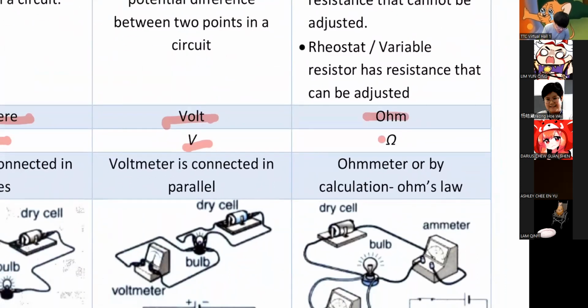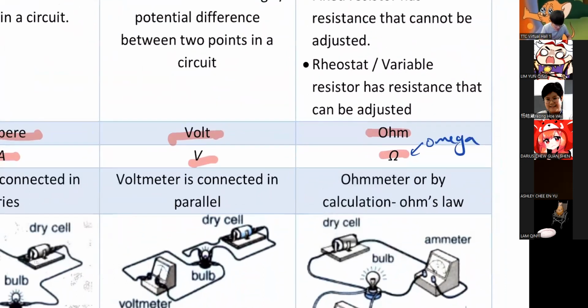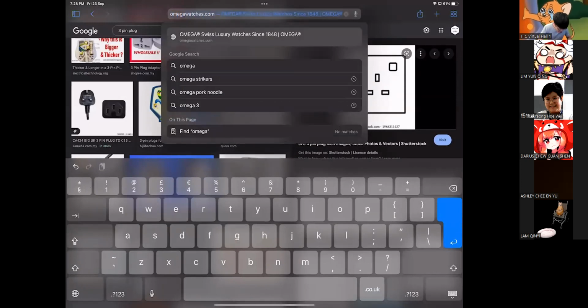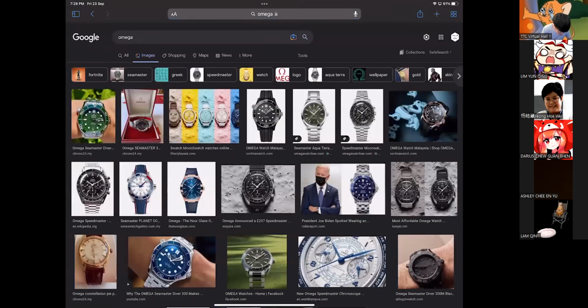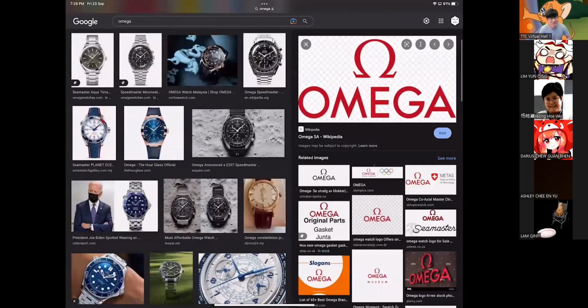So for resistance, right? You will see a very funny symbol here. So what is this? This is actually a Greek symbol. 它是希腊文字，希腊字母。Okay, we call this omega. You know there's a watch called Omega? You look at the symbol of Omega, you understand. Because this is Greek alphabet lah. 这是希腊字母.